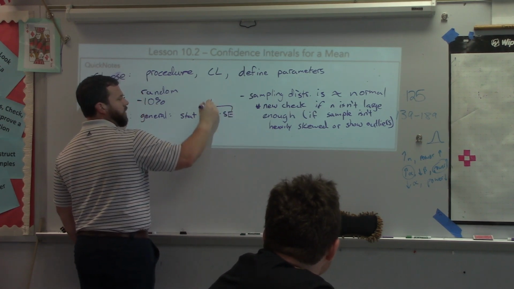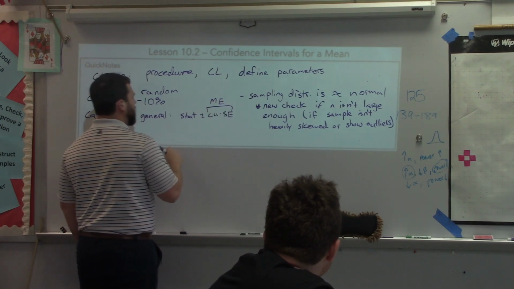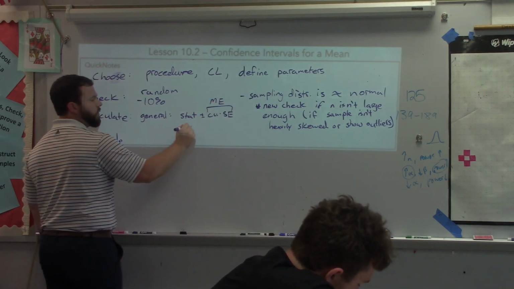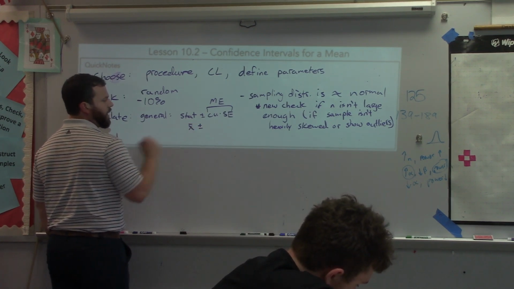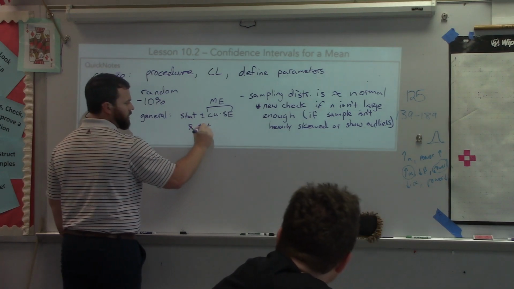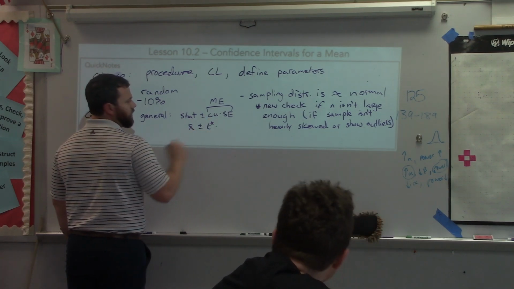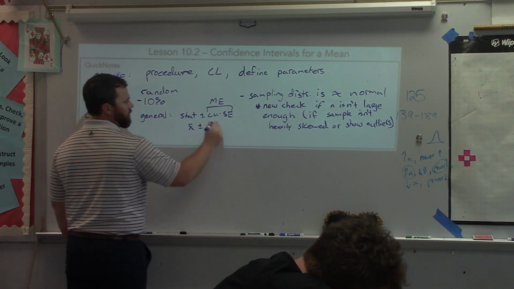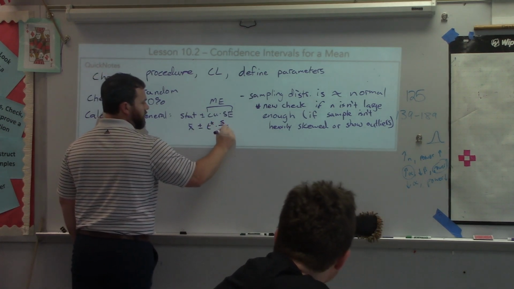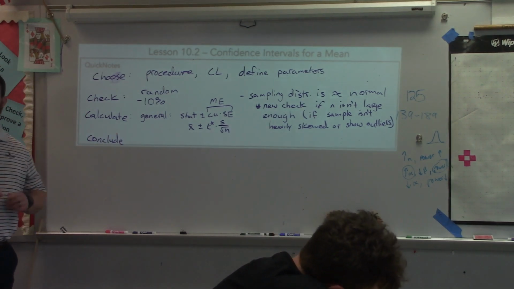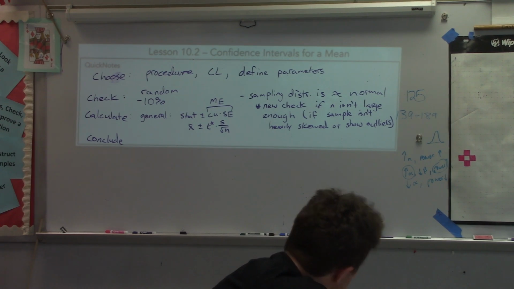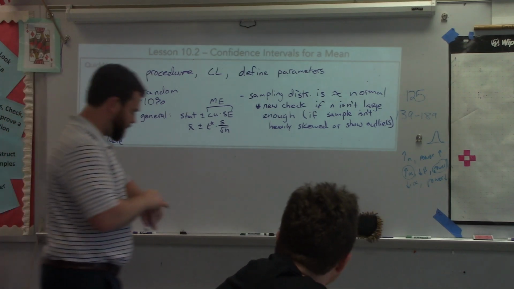All that together is called my margin of error. When we're dealing with means, what's my statistic? X bar plus or minus, critical value is t star, t critical value, times sample standard deviation over the square root of n. All that's on the formula sheet, okay? And then we conclude, what does that confidence interval tell us? So make sure you have those ideas.